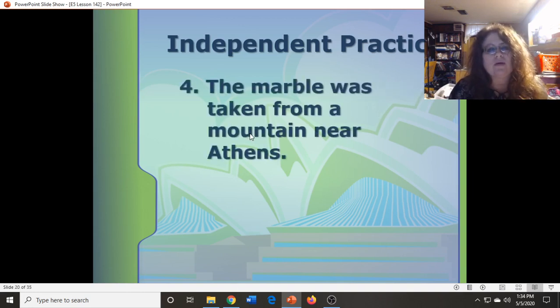Number 4, the marble was taken from a mountain near Athens. Prepositional phrases, from a mountain near Athens. Subject, what is this sentence about? Marble. The action, marble was taken. Was is the helping verb, taken is the main verb.